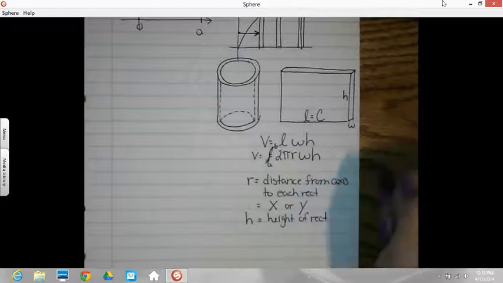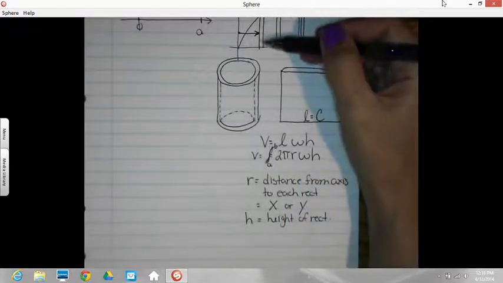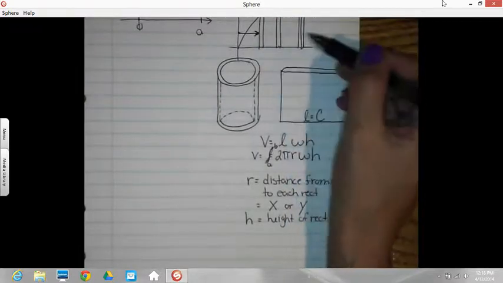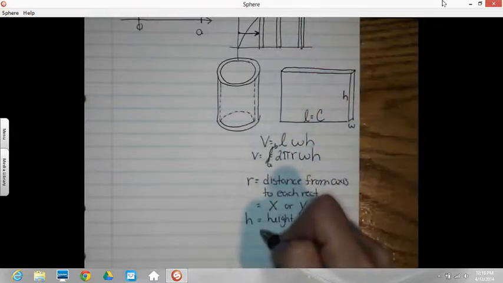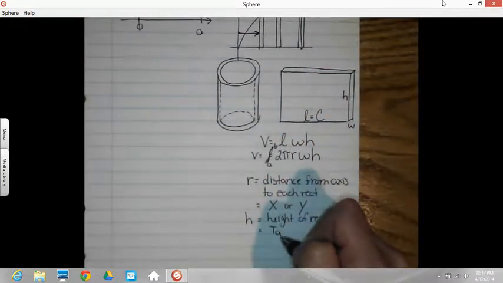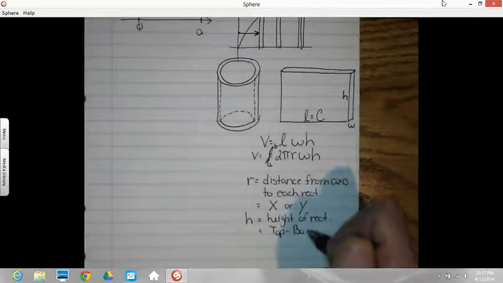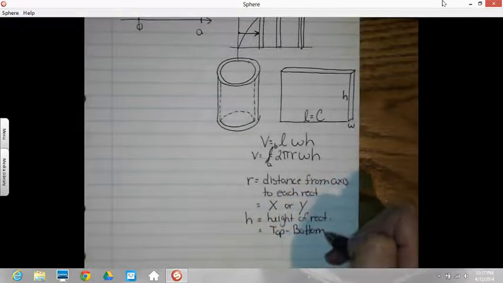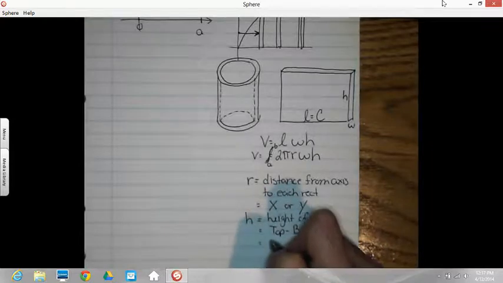And that's either going to be top minus bottom if they're in the vertical position, or right minus left if they're in the horizontal position. So top minus bottom, or right minus left.